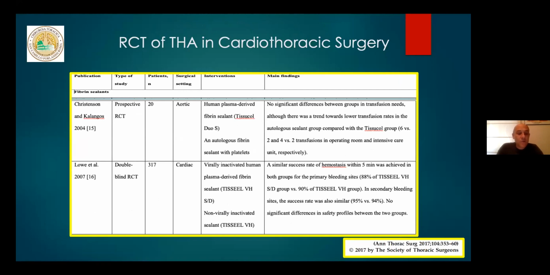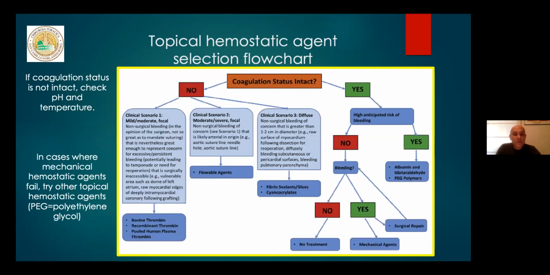Those are other 2 RCTs of fibrin-based sealant. The study conducted by Lowe is interesting because the comparison of the fibrin-based sealant produced with virally inactivated plasma with a non-virally inactivated one showed very similar hemostatic success rate and safety. The International Hemostatic Expert Panel developed this algorithm after answering this question: is the coagulation status intact?